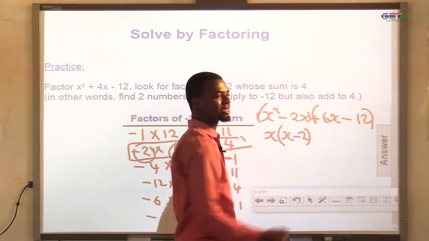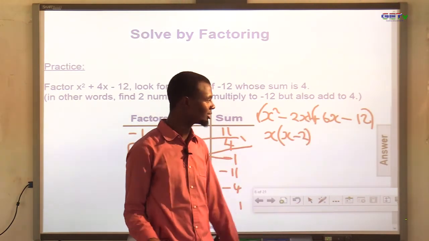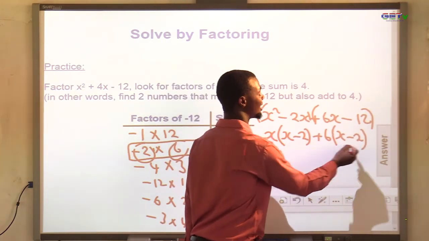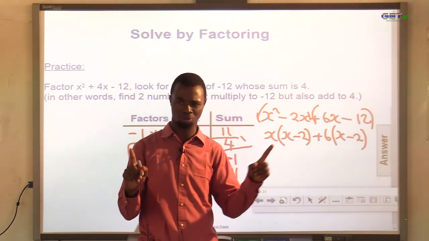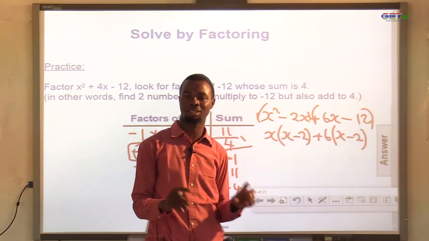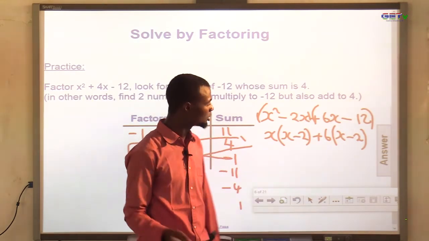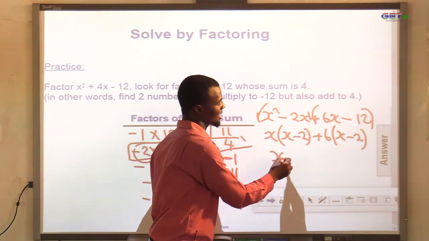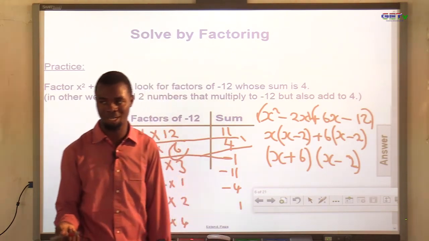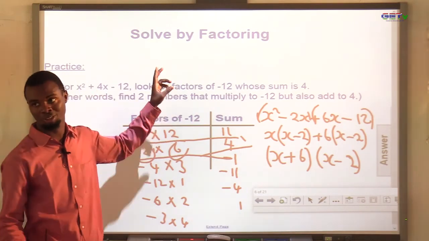Similarly for this one, what is common to 6x and minus 12? That is plus 6. Then you have here also x minus 2. If you reach this stage, you will be able to know that what you are doing is right, because what is in these two brackets should be the same. If it is different, there is something wrong somewhere. So this is what we do to factorize this.